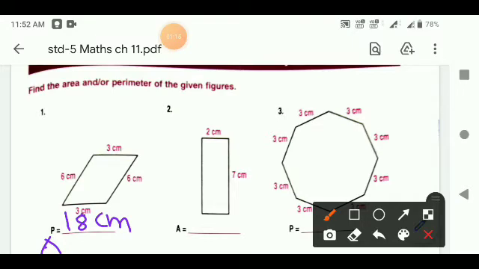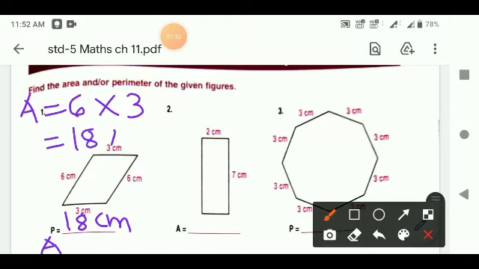Now let us find out the area of this figure. Area is equal to length into breadth. So A is equal to 6 cm into 3 cm, which is equal to 18 square centimeter, the area of this figure. Both are the same. Now let us see the second question.